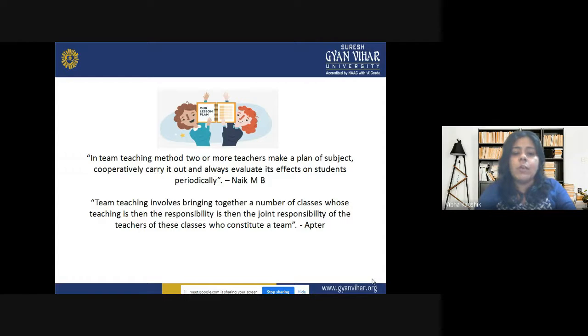Team teaching involves bringing together a number of classes whose teaching is then the joint responsibility of the teachers of these classes who constitute a team. And this definition was given by Apton.